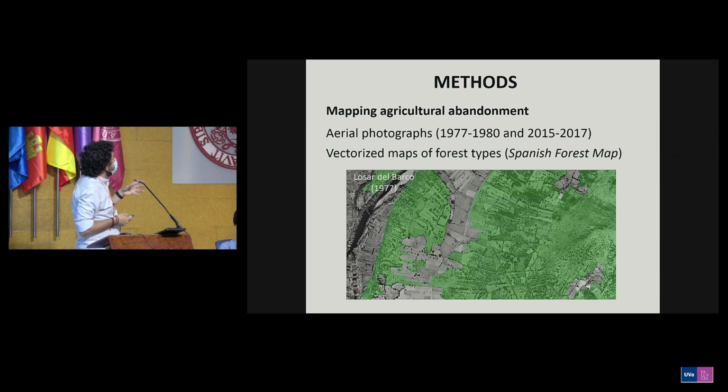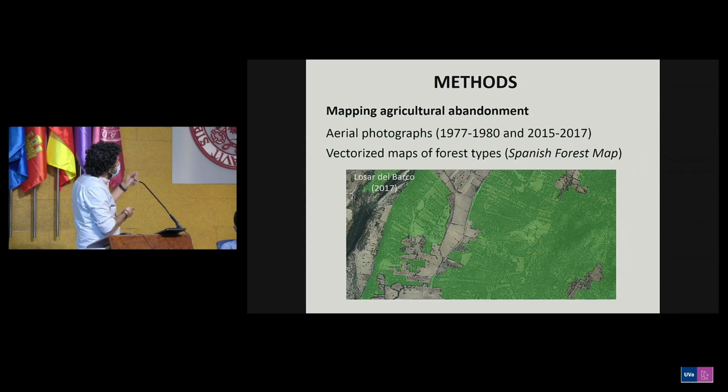We superposed the aerial photographs of 1977, 1980, and when available, those of 1956 and 1957, with those between 2015 and 2017, with the vectorized maps of different forest types according to the Spanish forest maps. In this area, for instance, you have the picture of 1977, and in green you have the areas that are currently covered by holm oak forest. You can see that many areas that are now defined as forests were used for cultivation in 1977.